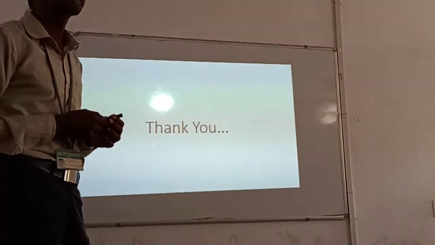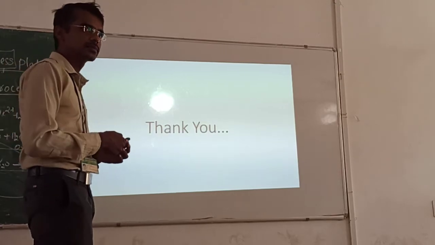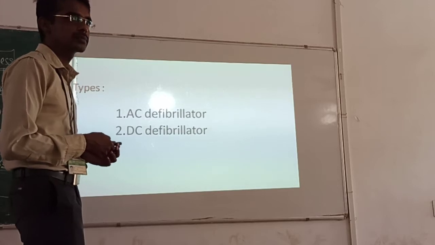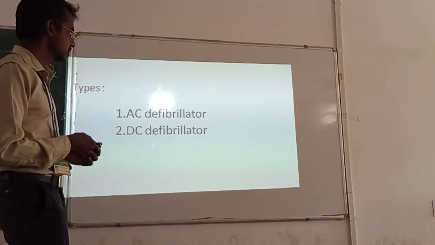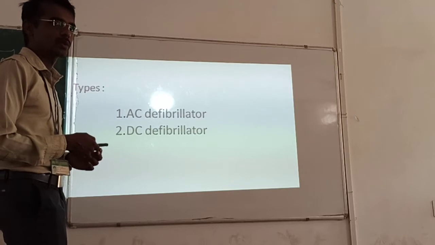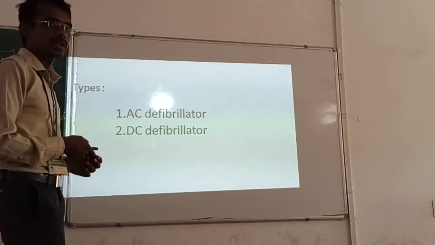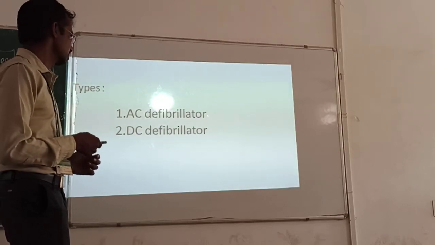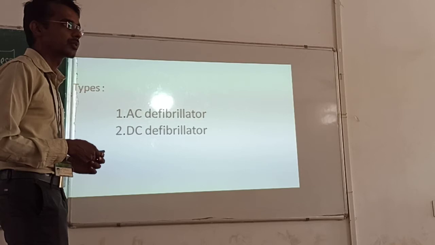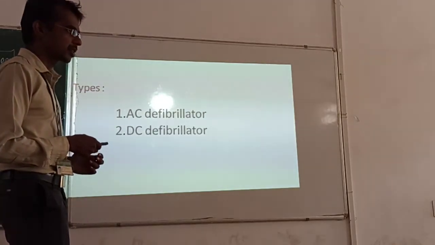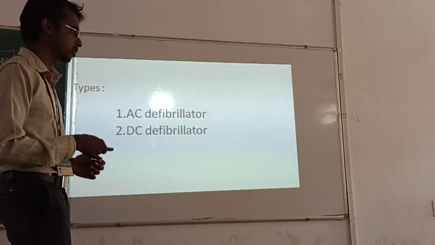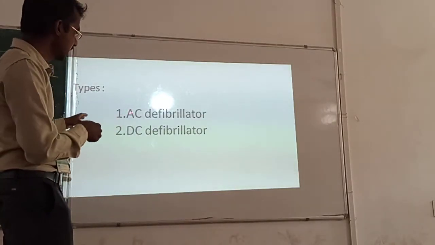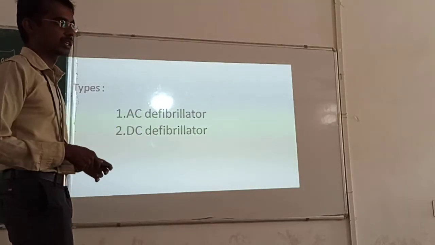Any doubts or suggestions? My suggestion is, in a particular slide you mentioned the types of defibrillators, that is AC and DC. Here you can add what the voltage range is, for example, 0 to 400 volts for AC, or for DC. Yes, better we can add that. Are there any types available in the AC defibrillators? Yes, sir, there are some types. We will see them one by one in the forthcoming classes. First, my idea is to say what an AC defibrillator is, then DC defibrillator, then go on to the types.